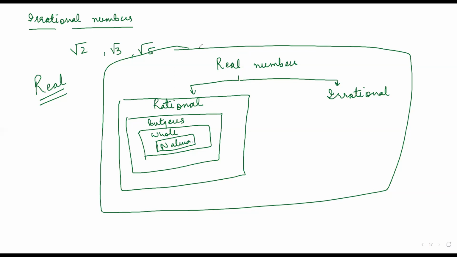Right. So basically in class 9th, we separately deal with rational and then irrational. But in class 10th, we call it combined real numbers. Okay.